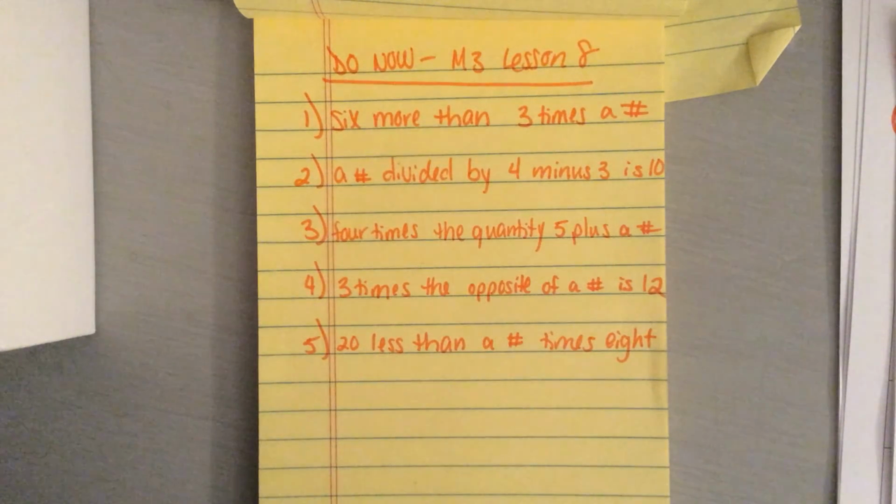Alright, so we are starting here with the Do Now from Module 3, Lesson 8. From there, we are actually going to go over that homework 45 from a couple nights ago, since I forgot to go over that in yesterday's video. And then we're going to move into Lesson 8. So you'll notice we're skipping Lesson 7. I'll talk more about that when we get into that.